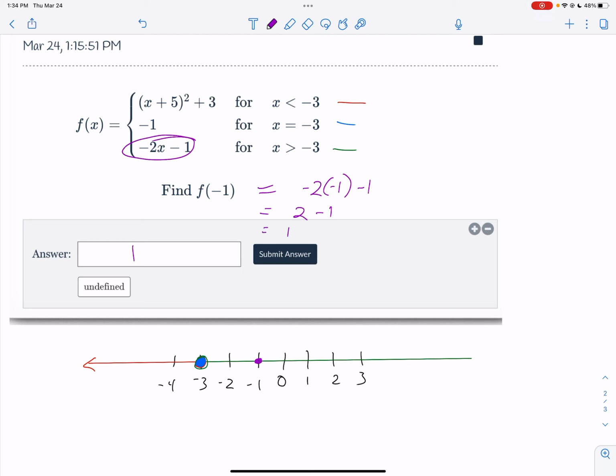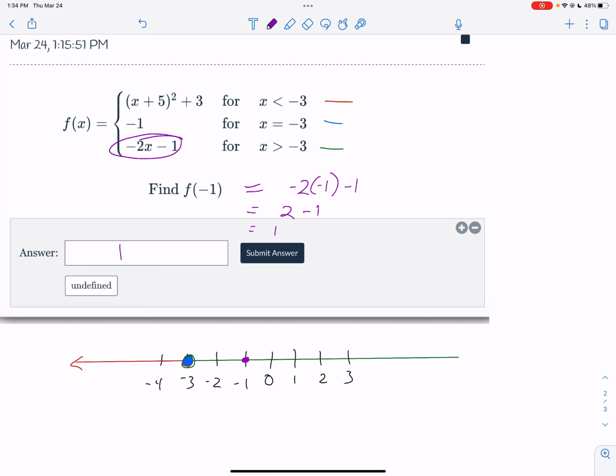If I wanted to plug in x equals -5, I would plug it in right here. If I wanted to figure out f of -3, I'd plug it in right here because it's the only one that can equal it. If I want to figure out f of 17, it goes right here because that's the only one that counts x as greater than -3. That's to the right of the number line, so 17 qualifies. Anything, really. f of -1,000 would go into this one because that's less than -3.